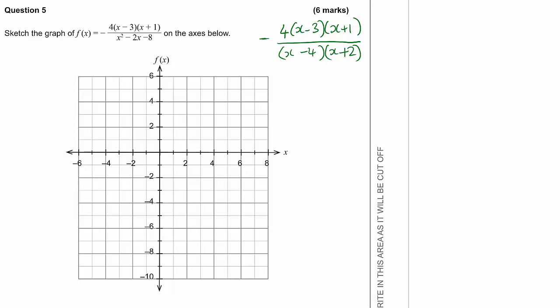And that shows me that I have a vertical asymptote at 4 and a vertical asymptote also at negative 2. Now the graph is going to cut the x-axis at 3 and also at negative 1.